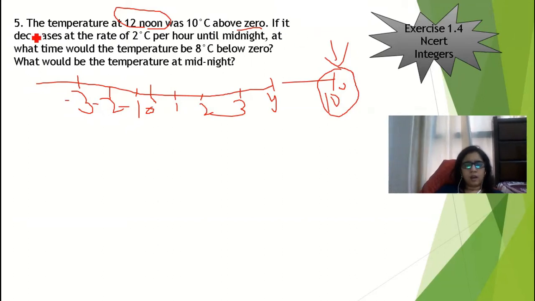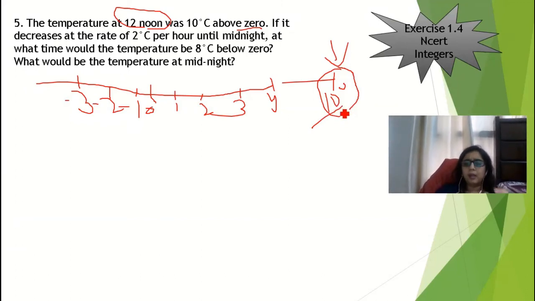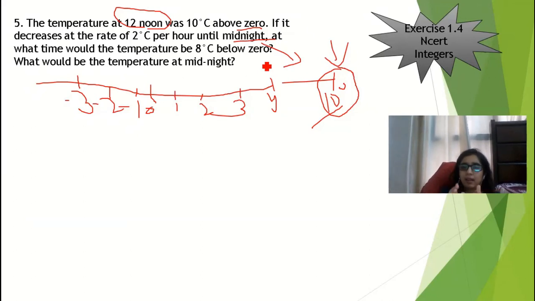And what they have given is that it decreases at the rate of 2 degrees Celsius per hour until midnight. They are saying that this temperature, that is 10 degrees Celsius, is decreasing by 2 degrees Celsius every hour until midnight, meaning raat tak. At what time would the temperature be 8 degrees Celsius below 0? We have to find out that temperature.